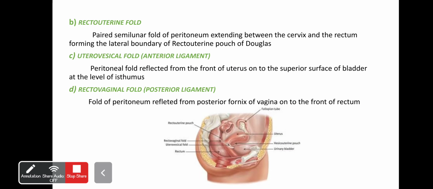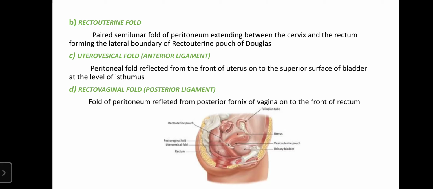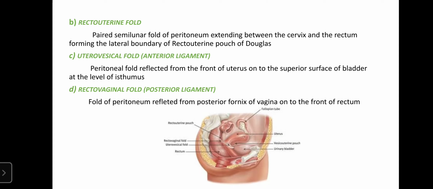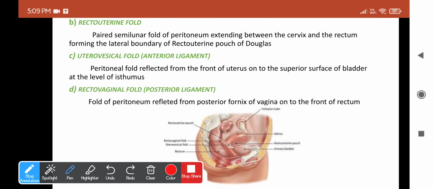Hope it made sense. So then we will be seeing about the other ligaments or the folds. One is the rectouterine fold. This rectouterine fold is a paired semilunar fold of peritoneum extending between the cervix and the rectum, forming the lateral boundary of the rectouterine pouch of Douglas. Just from the name you can understand recto and uterine. So it's between the rectum and the cervix part of the uterus, and this forms the lateral boundary of the rectouterine pouch of Douglas. You know, it's the most dependent part in the peritoneal and pelvic cavity. So this rectouterine fold will be forming its lateral boundary.